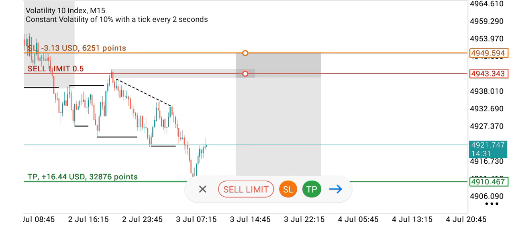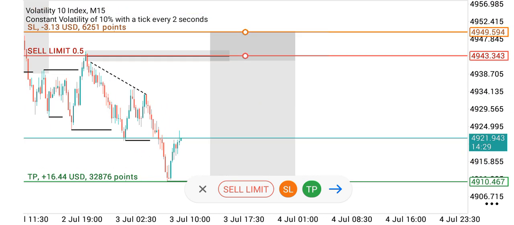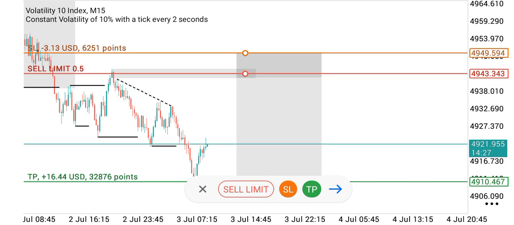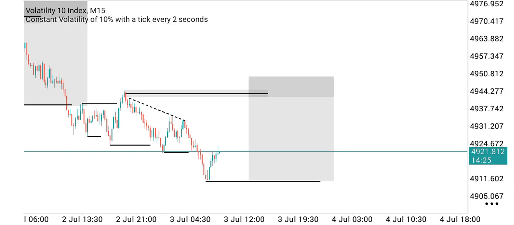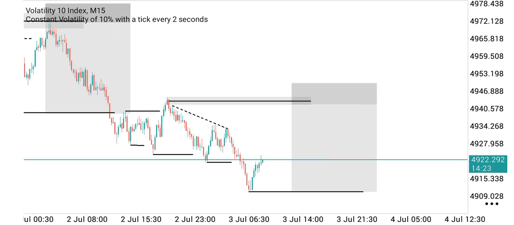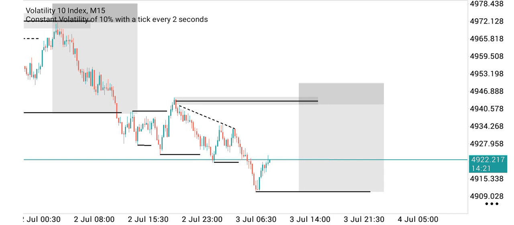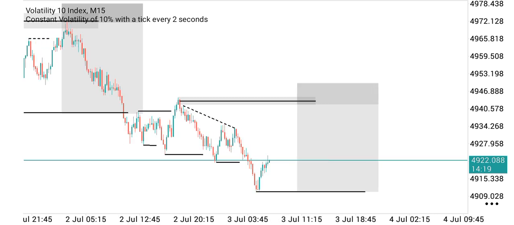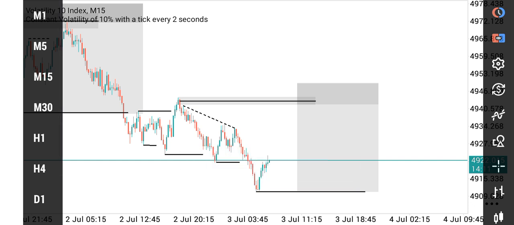So I spot out my setup. It's $3 on the trade. So this is how I value a setup, and this is an A plus setup. It's a beautiful one. You could follow through the trade. Thank you.